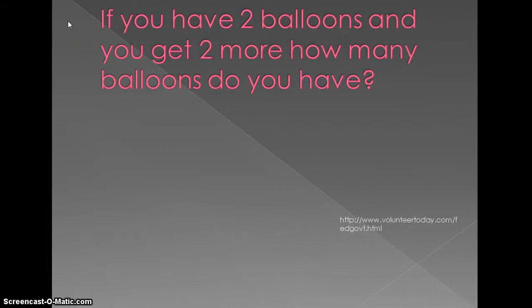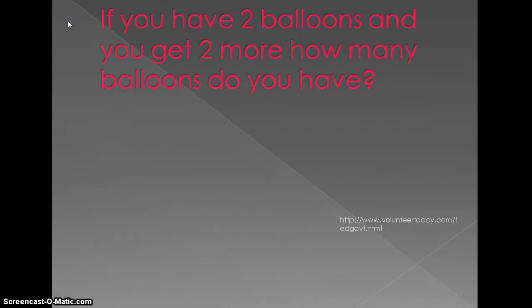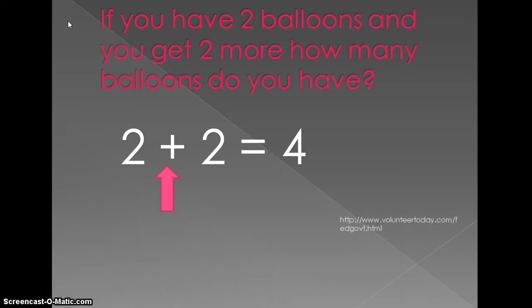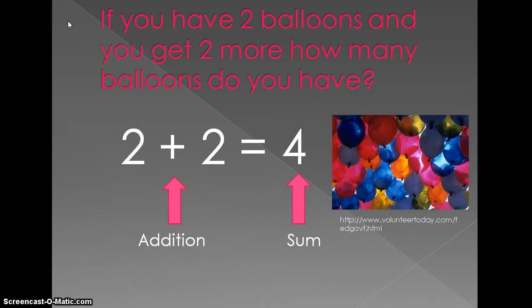If you have 2 balloons and you get two more balloons, how many do you have? Your problem will be set up as 2 plus 2 equals 4. The first arrow shows the plus sign, which is the sign for addition, as mentioned earlier. And the second arrow shows that 4 is the answer to the problem, which is called the sum. So your answer would be 4.